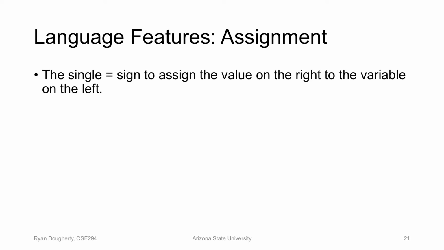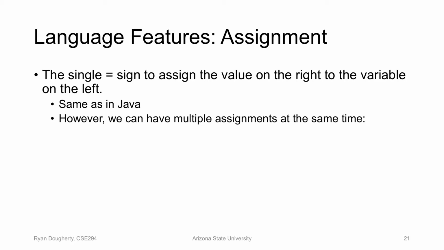So assignment, we've seen this many, many times now, but it's just helpful to remind ourselves what assignment is. It's just a single equal sign. The value on the right is placed in the variable on the left. It's basically the same thing as Java, pretty much every language that you've used before. But we've actually had that example where we had multiple values on the right, separated by a comma, and multiple values on the left, and they assign pairwise in order.